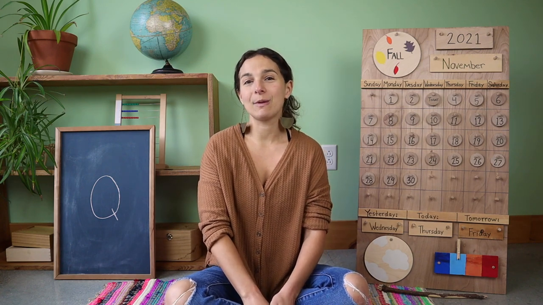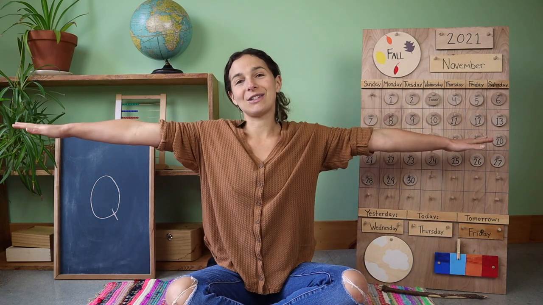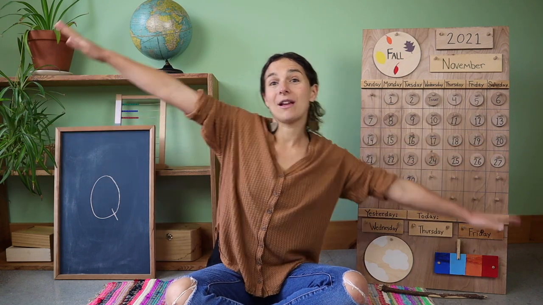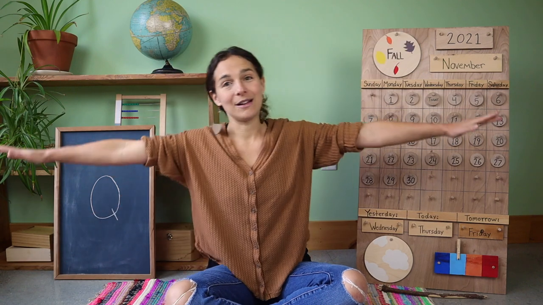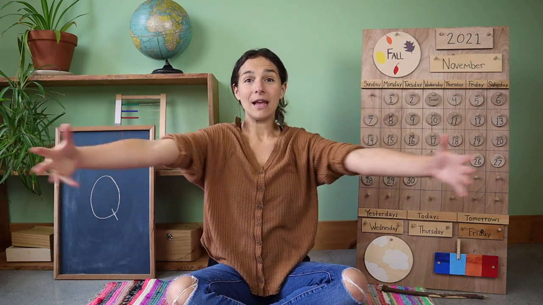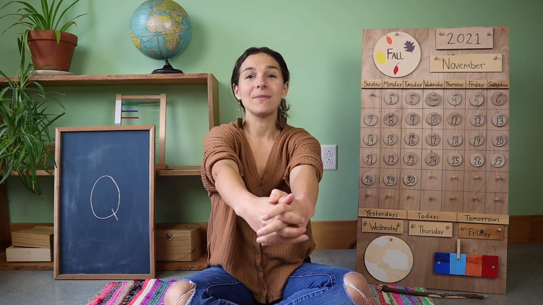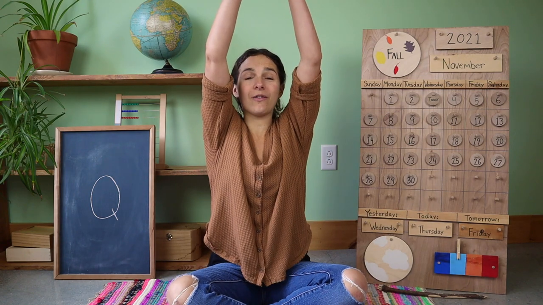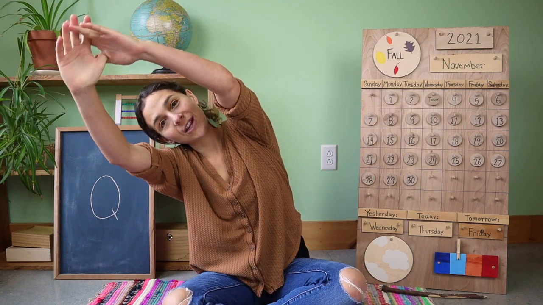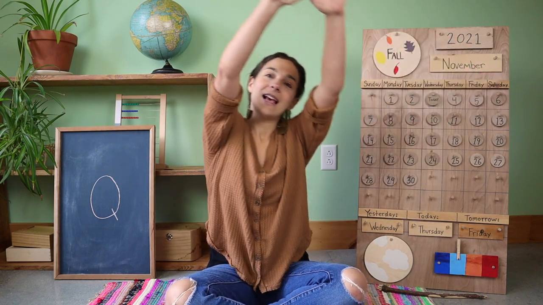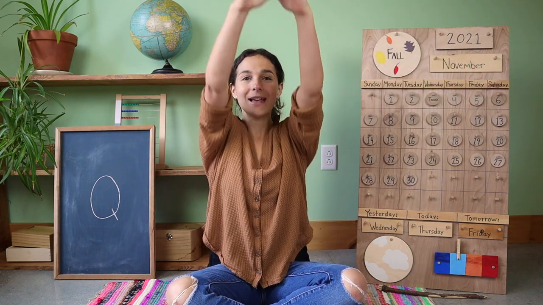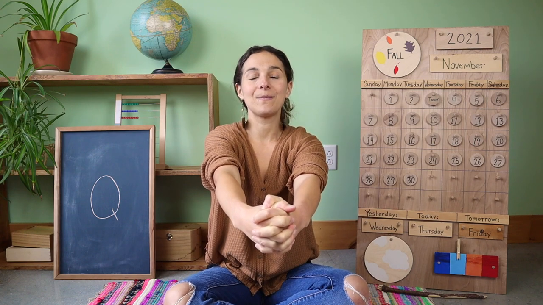So let's get started with our good morning song. We're going to stretch our arms out like airplane wings. Fly to one side, over to the other side, fly back to the middle. Big stretch out in front. Now take the circle up over your head. We'll stretch on this side, over to the other side. Last stretch up at the top. And now let's sing together.